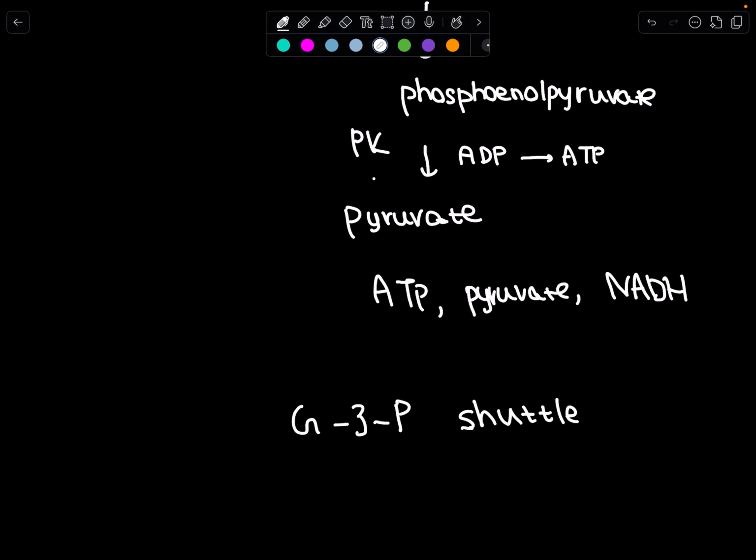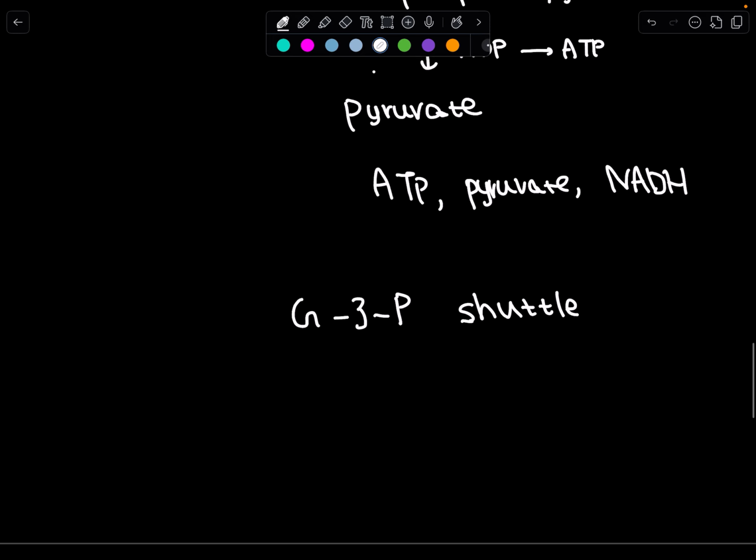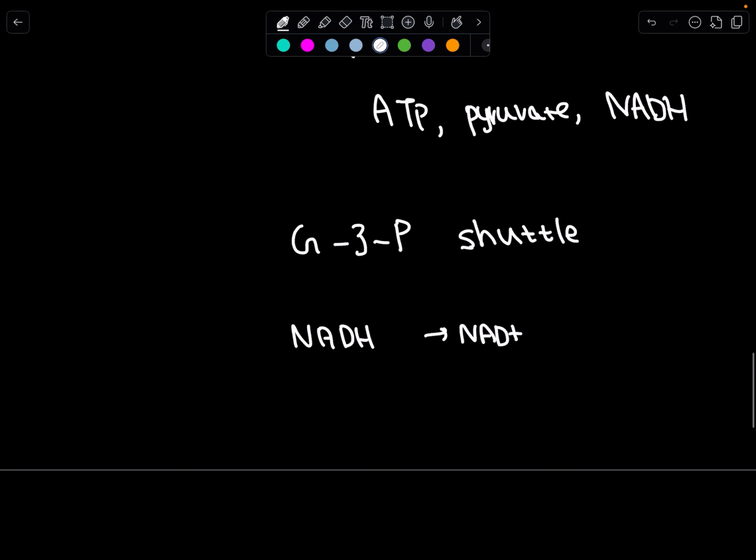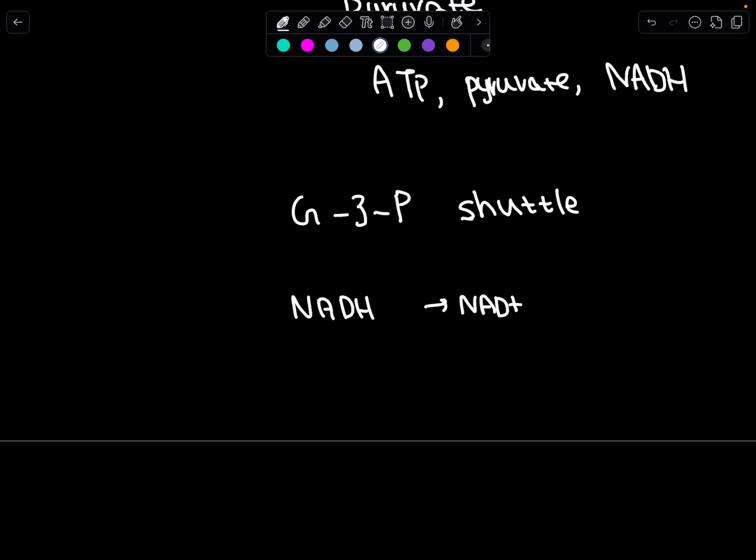In the G3P shuttle, NADH reduces dihydroxyacetone phosphate to G3P in the cytoplasm using an enzyme, cytoplasmic G3P dehydrogenase. G3P then passes electrons to FAD in the mitochondrial membrane, forming FADH2, which feeds complex 2. This shuttle yields about 1.5 ATP per NADH due to FADH2's lower energy.